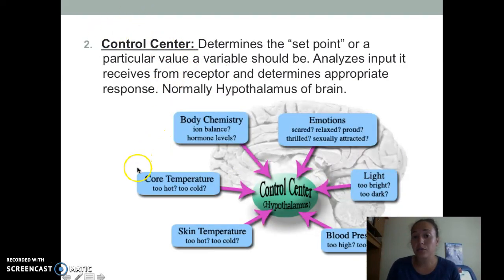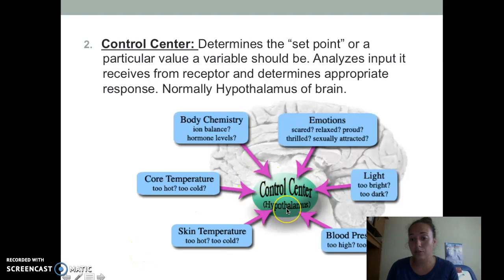So the receptor will then send a signal to the control center. The control center not only determines the set point, so remember the set point for temperature was 98.6 degrees Fahrenheit. So it determines the set point, or a particular value a variable should be. It analyzes the input it receives from the receptor and determines the appropriate response. We are talking about the hypothalamus here. So the receptor in the skin sends the signal to the control center.